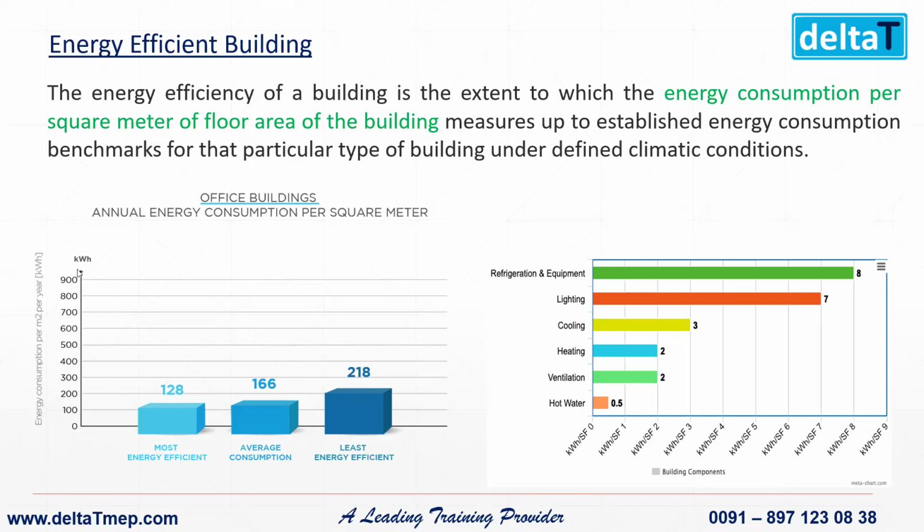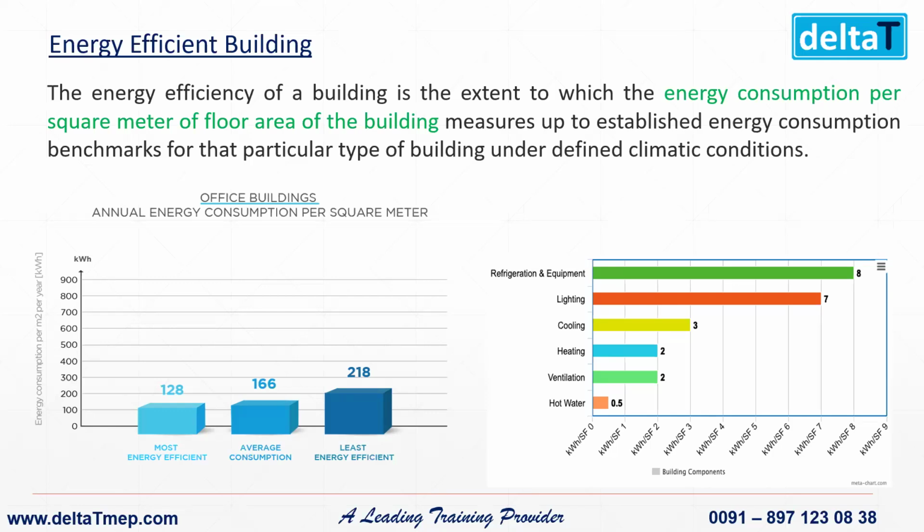So for the whole year, how much is it? So kWh is given here. Now the best one here, if you see 128 kilowatt hour, if the value is less, then it is very good. So it is given as most energy efficient building, average consumption, least energy efficient. So at the end of the day, the main purpose of energy modeling a building is to identify how much power is consumed in a year, right?